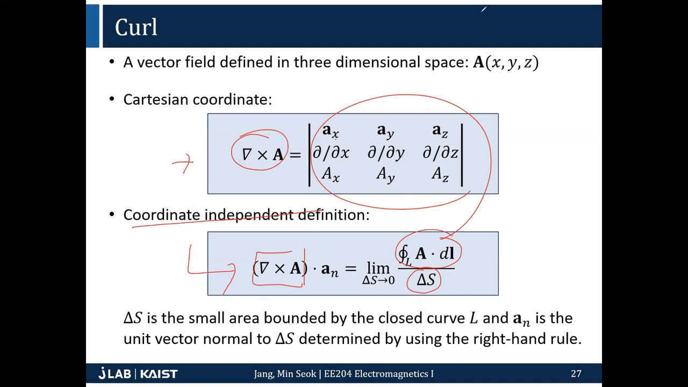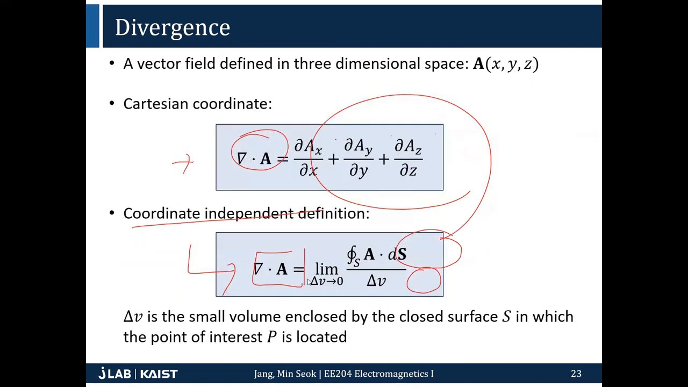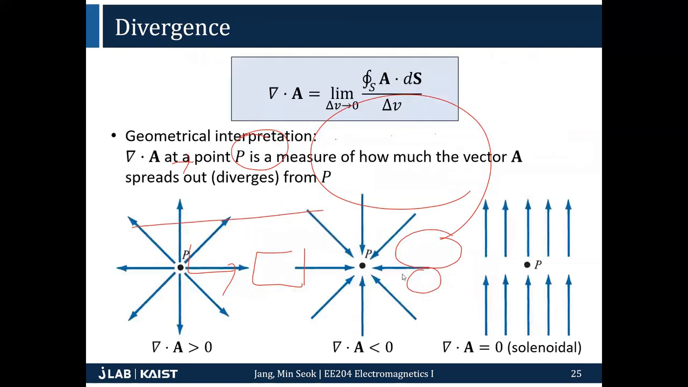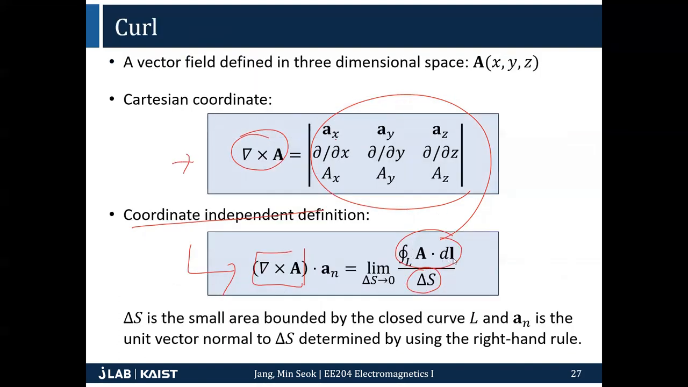If you compare this with the previous definition, you had a surface integration, and in the denominator you had delta V, right? Now each dimension has been reduced: you have a line integration instead of a surface integral, and you have a surface area instead of the infinitesimal volume, right? I think you can find the similarity in terms of definition, but there are, of course, some differences too. Curl of A, of course, is a vector, whereas divergence of A was a scalar. So in order to define curl of A, you have to define all three components.